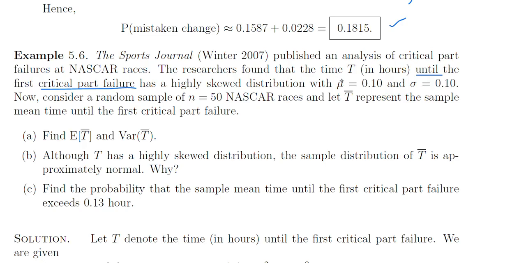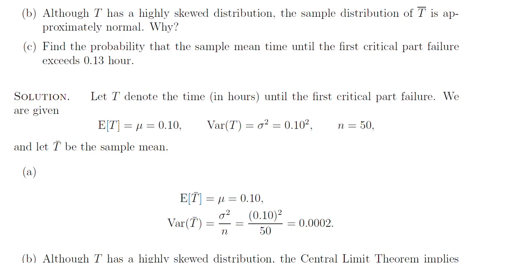And we have already defined the random variable T, and T bar is the average time, the mean time until the first critical part failure. So the question asks us to calculate the expected value and the variance of this T bar. In order to find the expected value and variance of T bar, we had better first define T. Again, T denotes the time until the first critical part failure. This is very important to write. So the expected value mu is 0.1, the variance sigma squared is 0.1 squared, and we have a sample of 50.